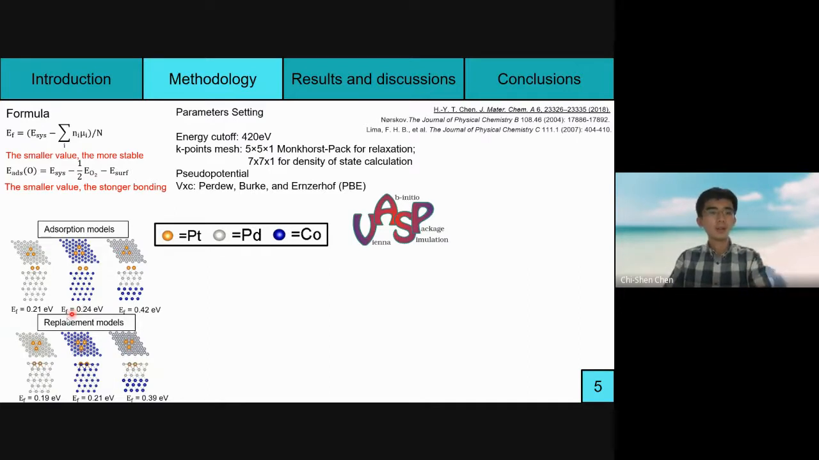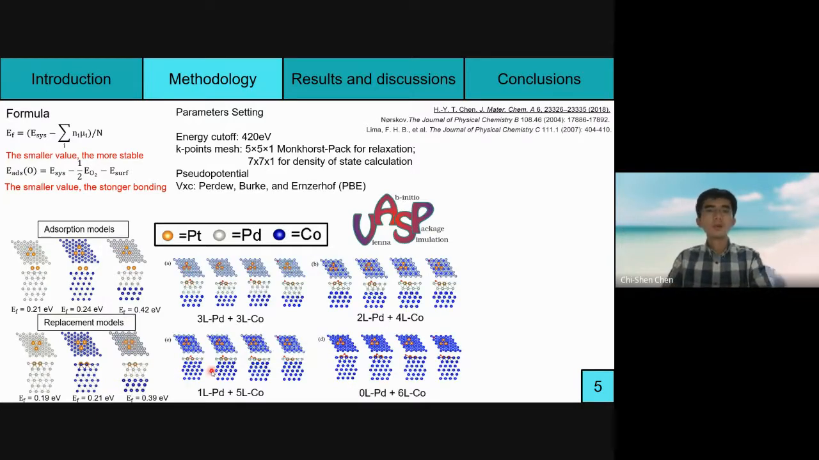We calculate the formation energies of all of them, and we find that the formation energies of the replacement models are lower than the adsorption models, which means the replacement models are more stable than adsorption models. So we use the replacement models in the following simulation. We change the combination of layers in our catalysts and build these models.